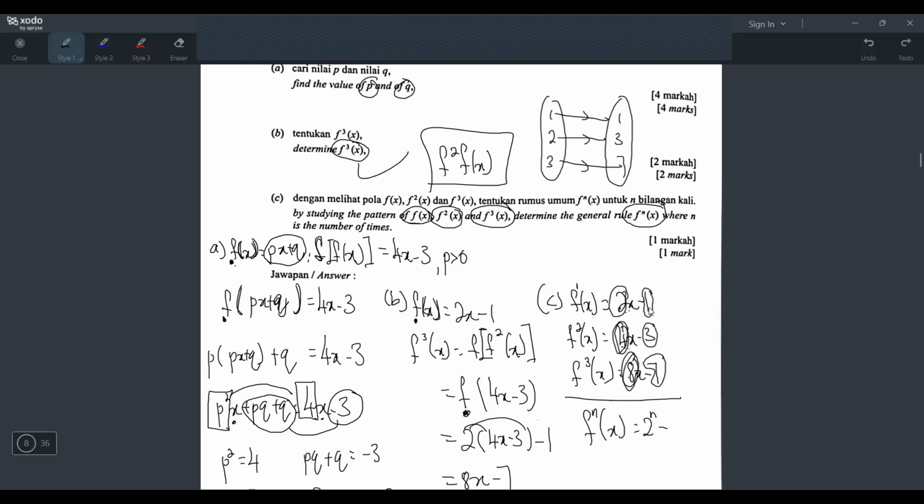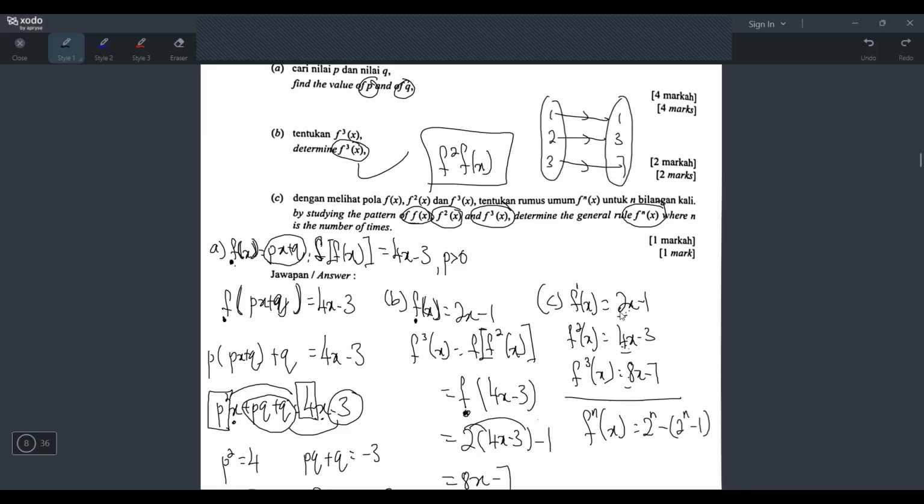When this number is 2, this is 1. When this is 4, this is 3. When this is 8, this is 7. It means the number at the back here is always the number here minus 1, right? Because 2 minus 1 is 1, 4 minus 1 is 3, 8 minus 1 is 7. It means at the back you have to write 2 power n minus 1. But I have to put a bracket, okay? Let me explain a bit why it is 2 power n minus 1.